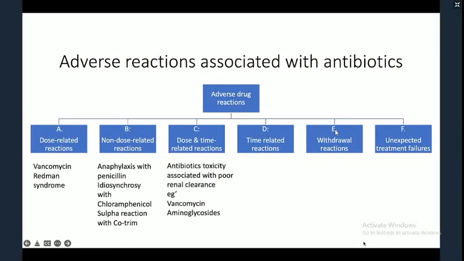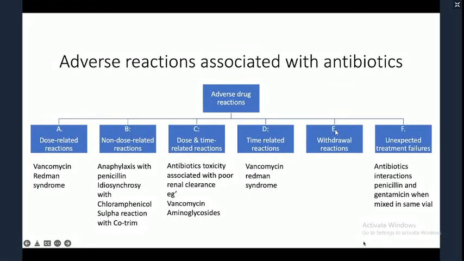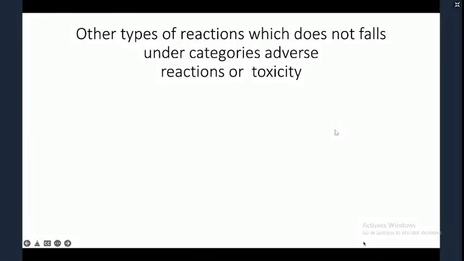It is not dose dependent. Then the dose and time related events, which are antibiotic toxicities associated with poor renal clearance, like vancomycin and aminoglycoside toxicities. Then the time related, which depends on the time, the infusion and all. That is vancomycin red man syndrome. There is no withdrawal reaction among antibiotic associated adverse events, but unexpected treatment failures you can get with antibiotic interactions.